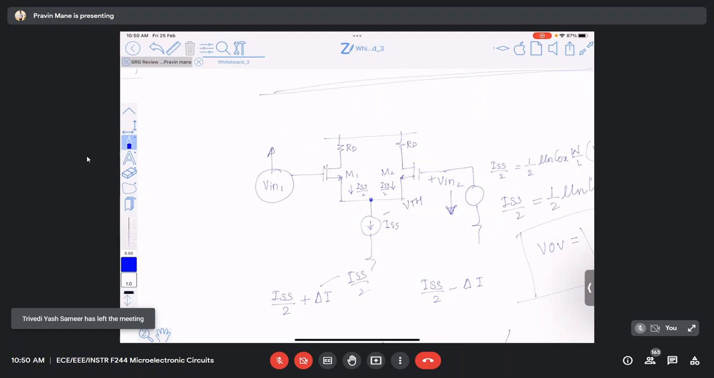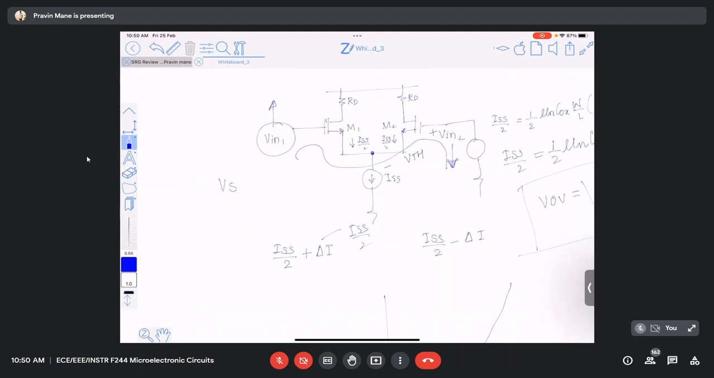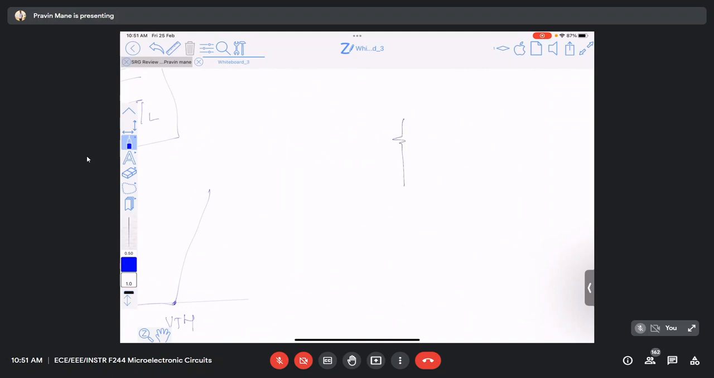So in this case, what is going to happen is the voltage at this point, this Vs. How can I write the equation? Now you tell me the equation that I can write here. V in 1 minus VGS1 plus VGS2, sorry, minus V in 2 will be equal to zero. Again, here I will draw the circuit, a clear circuit, you will understand what I am saying.